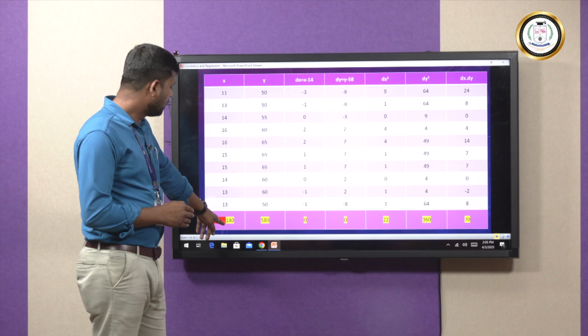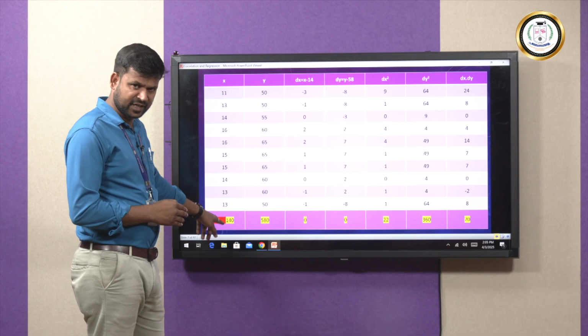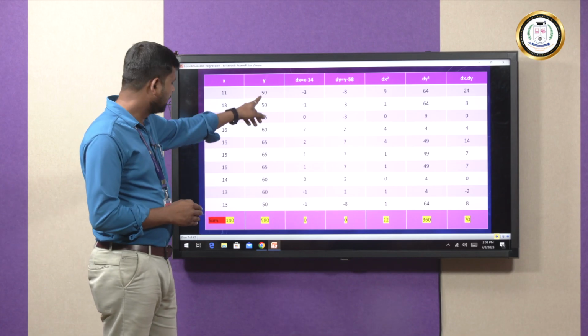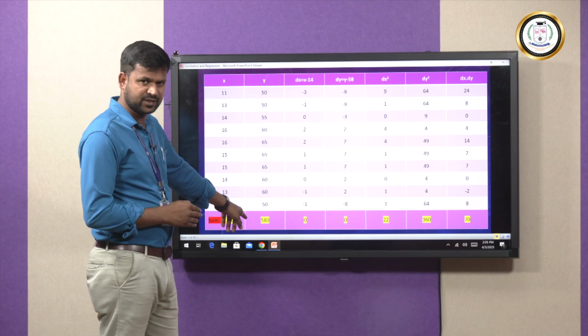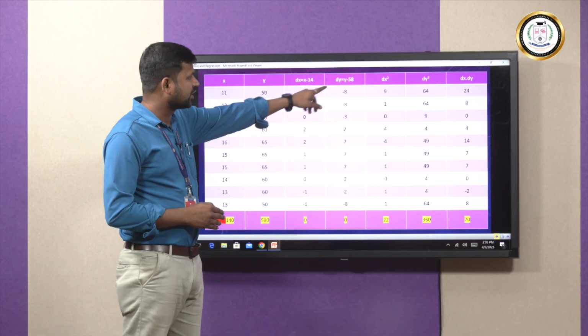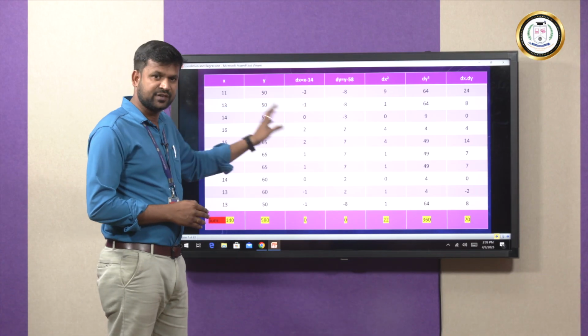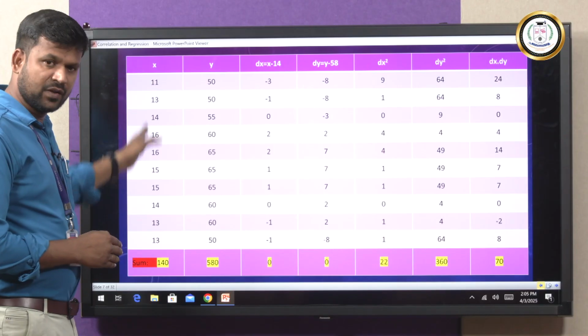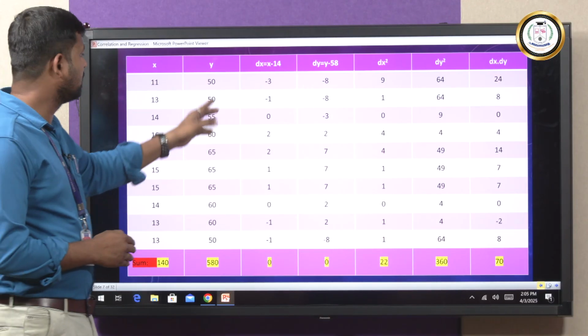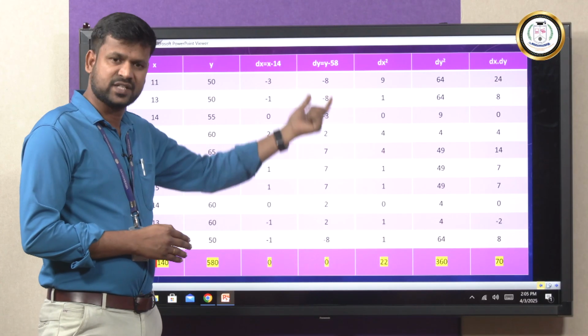The mean of x is 140 divided by the number of terms, 10, which is 14. For y, 580 by 10 is 58. So dx will be x minus 14 and dy will be y minus 58, and we have the calculation here. Once we have subtracted from every value in x and every value in y, we have the data of dx and dy.